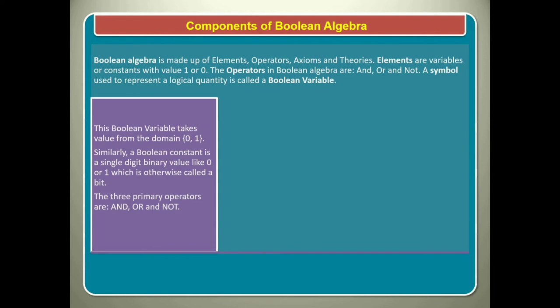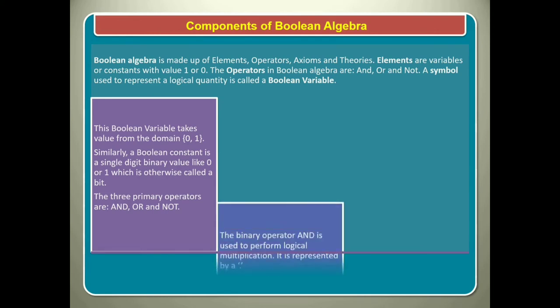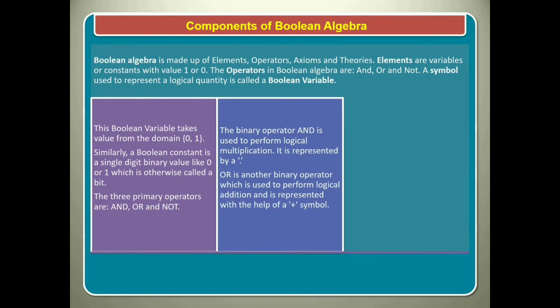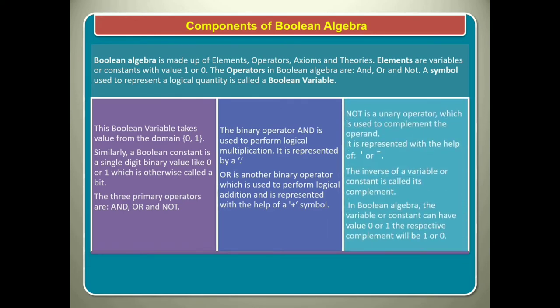The three primary operators are AND, OR, and NOT. The binary operator AND is used to perform logical multiplication. It is represented by a dot. OR is another binary operator which is used to perform logical addition and is represented with the help of a plus symbol. NOT is a unary operator which is used to complement the operand. Take a look at the screen to understand how it is represented.